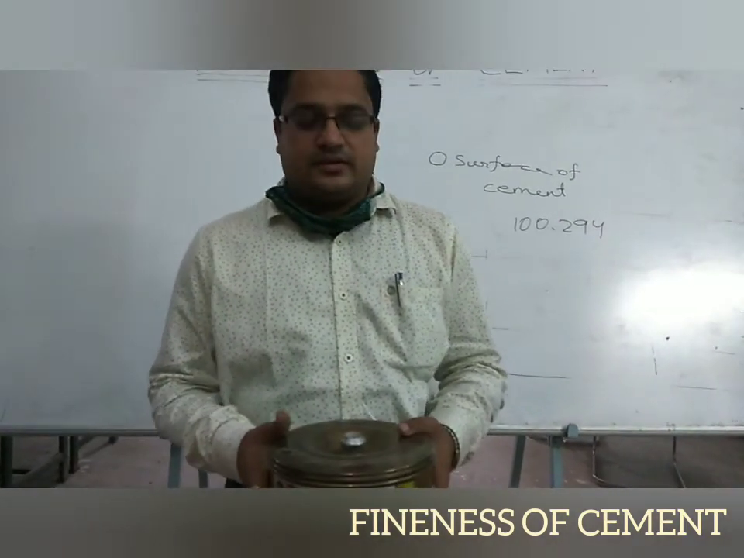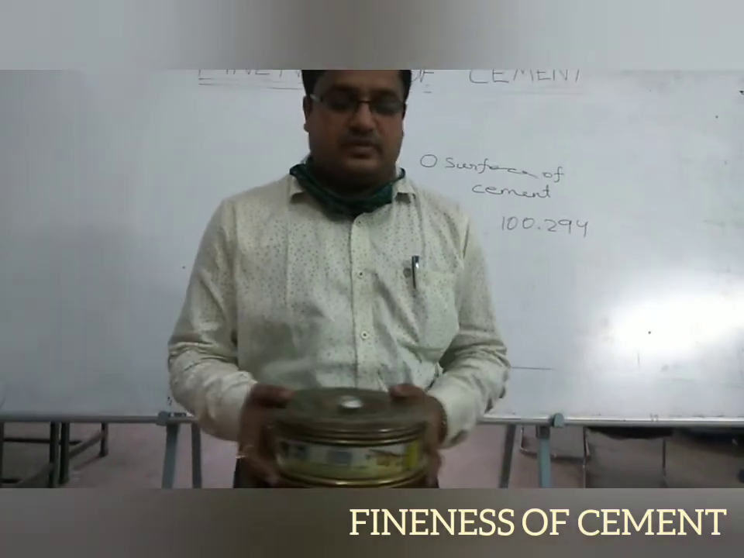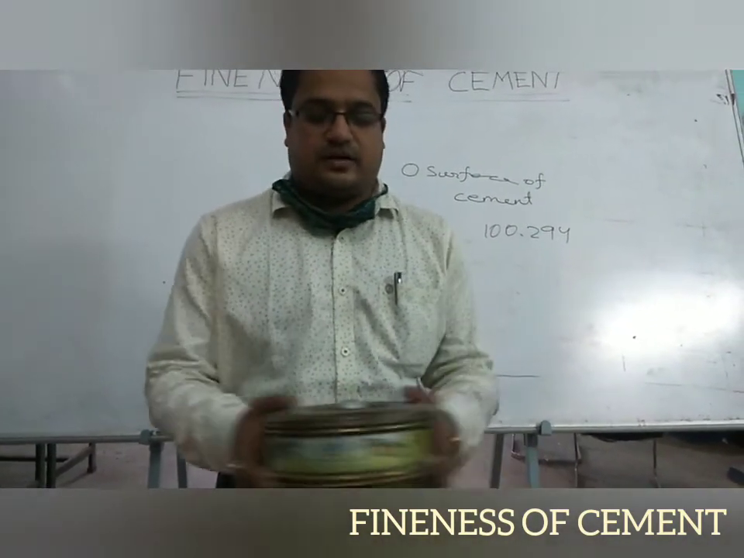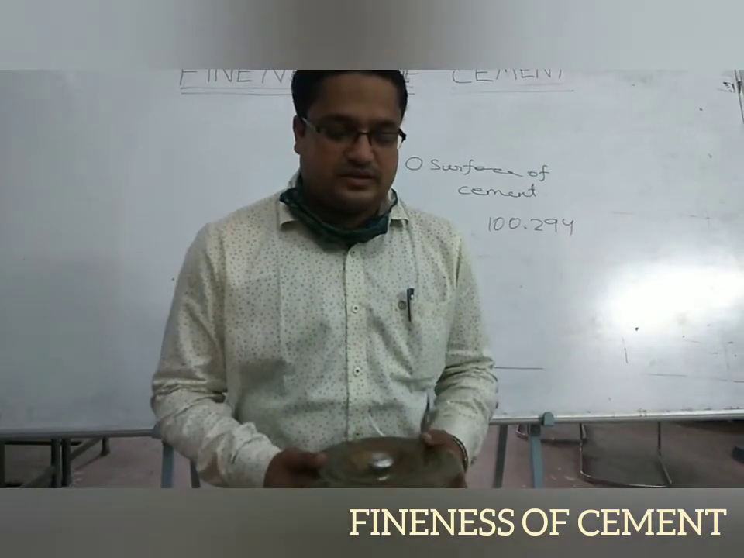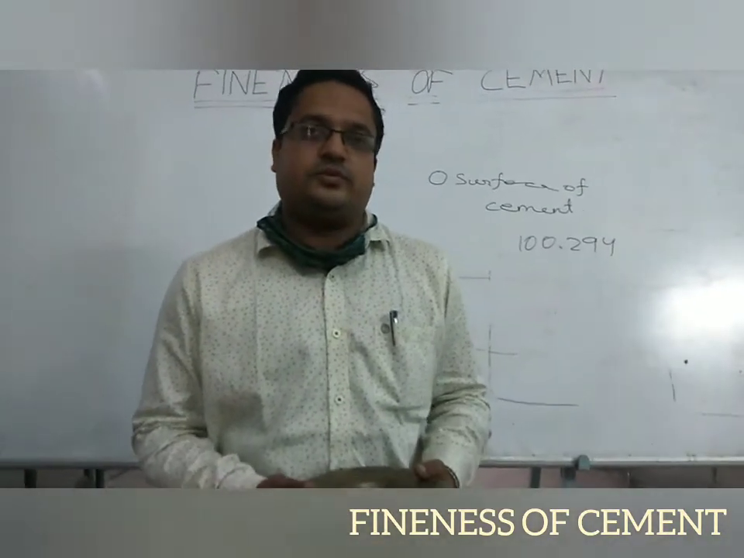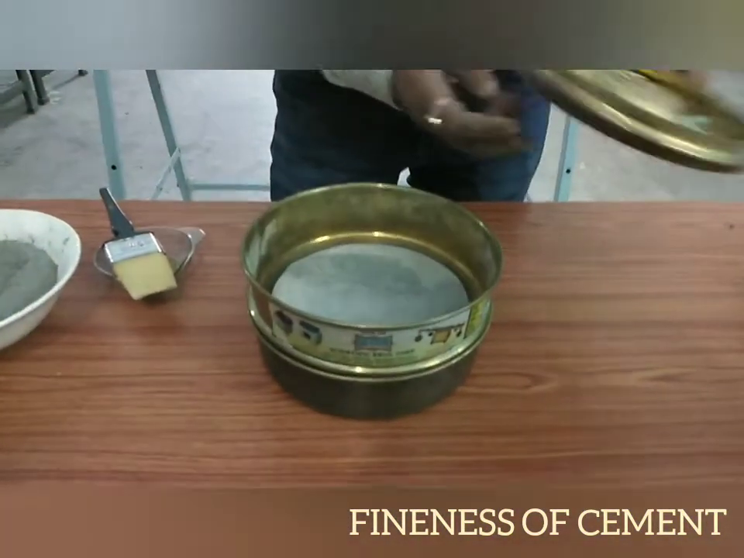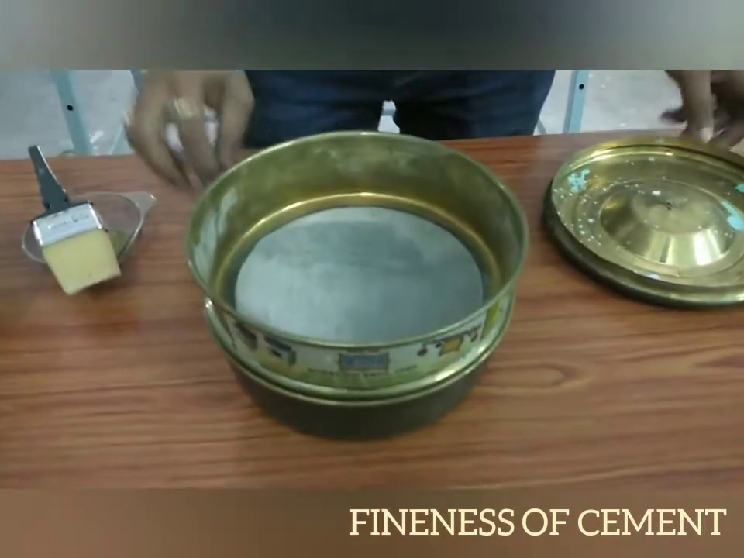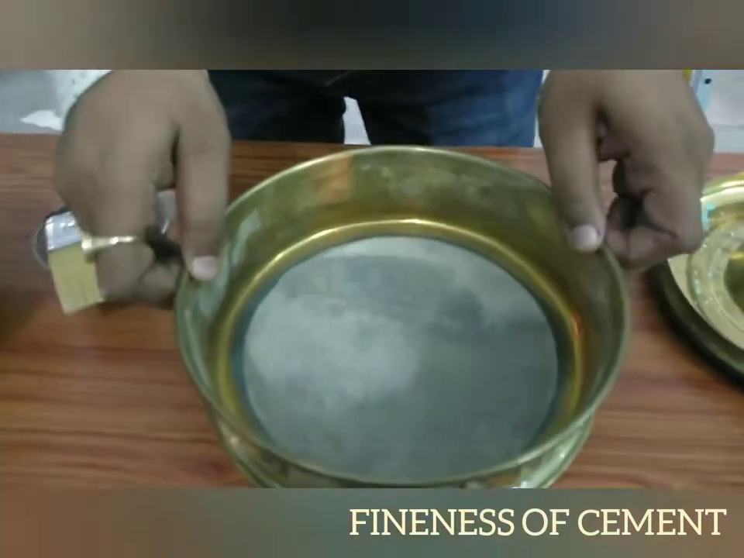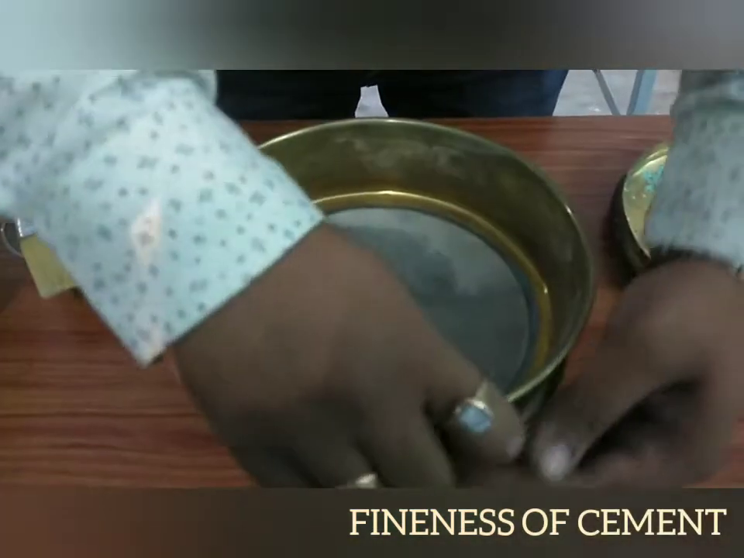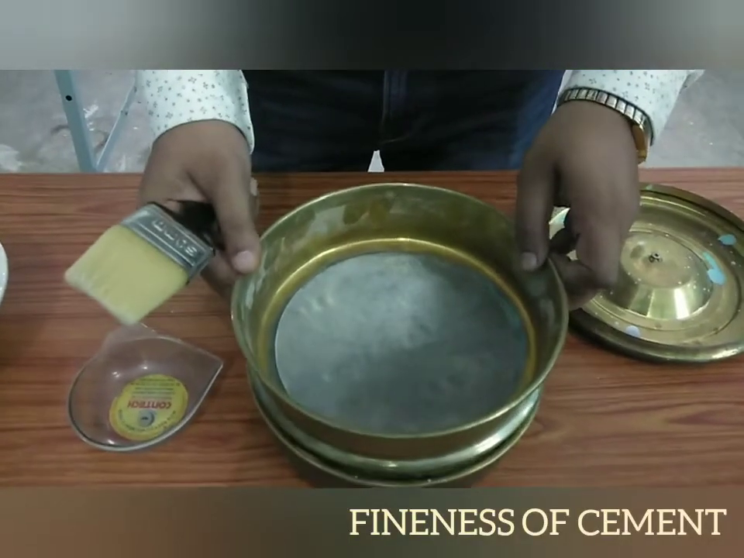Now manually you can sieve it from left to right, front and back, and round. In this way you can sieve manually, but you have to sieve it for 15 minutes. Now we will open the lid. You can see here the residue on this 90 micron IS sieve.